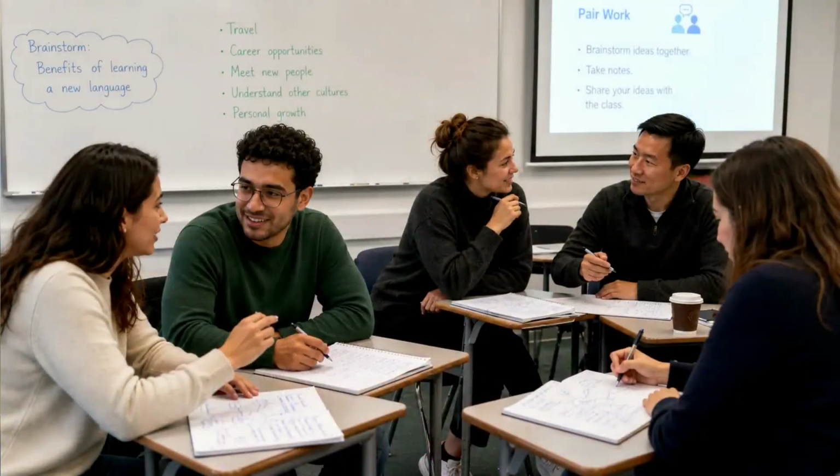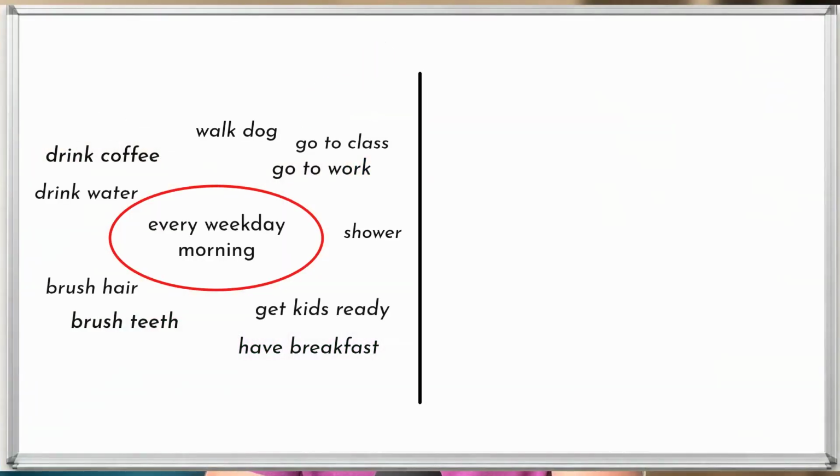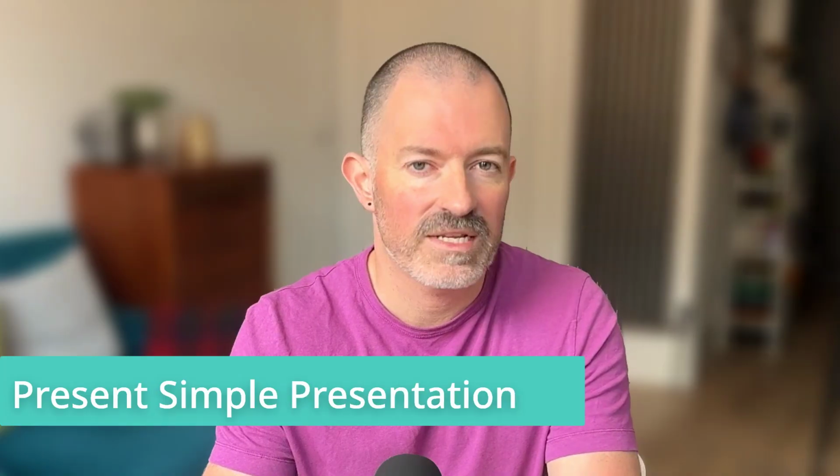Next, I'll put students into pairs and ask them to brainstorm more things that people do every weekday morning. After a couple of minutes, we'll share ideas as a class and I'll write their suggestions on the left-hand side of the board. This vocabulary stays there because we'll need to use it in the next stage of the lesson. The next stage of the lesson is presentation.